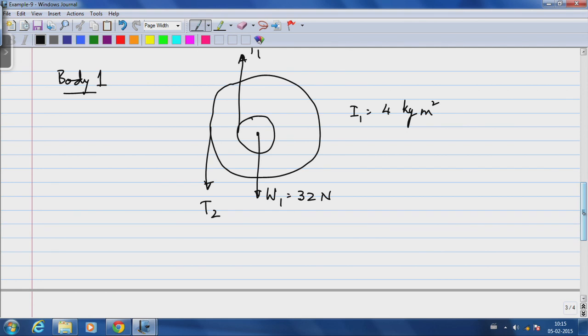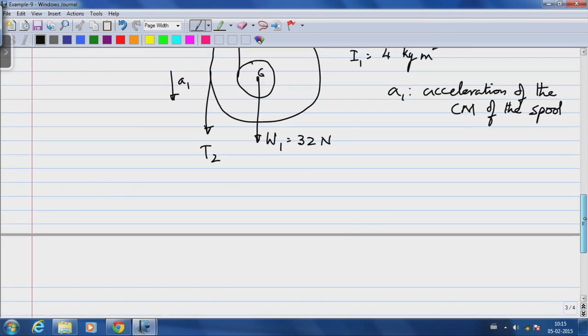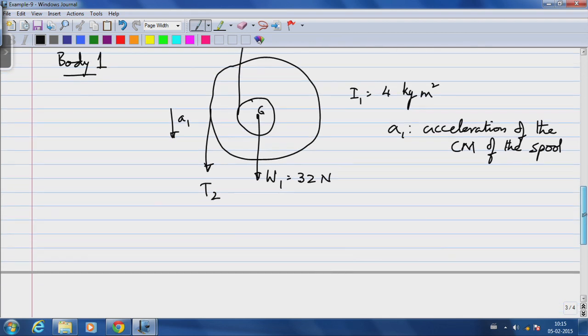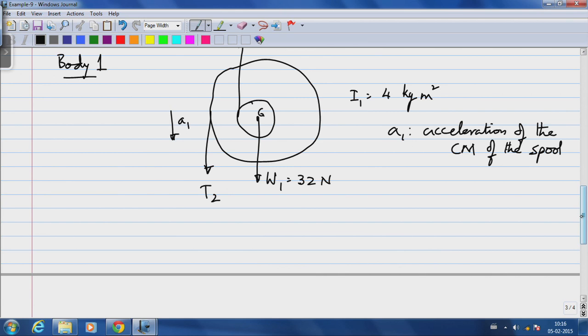All right. So, we know we want to identify the center of mass of this spool, and let us say the acceleration of this spool is a1 in a downward sense. So, this a1 is the acceleration of the center of mass of the spool. Let us be very clear. When we went from Newton's laws to Euler's laws, the first point we learnt is that Newton's second law is Euler's first law when applied to the motion of the center of mass.